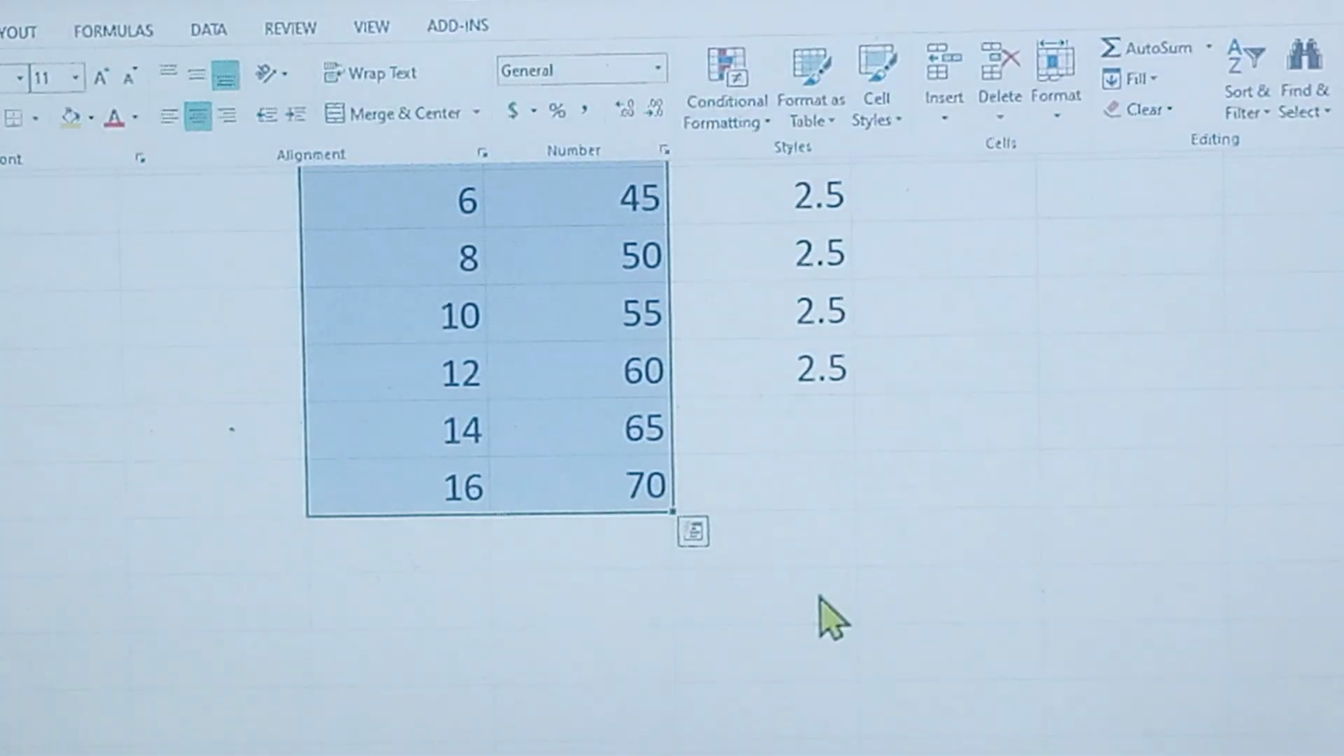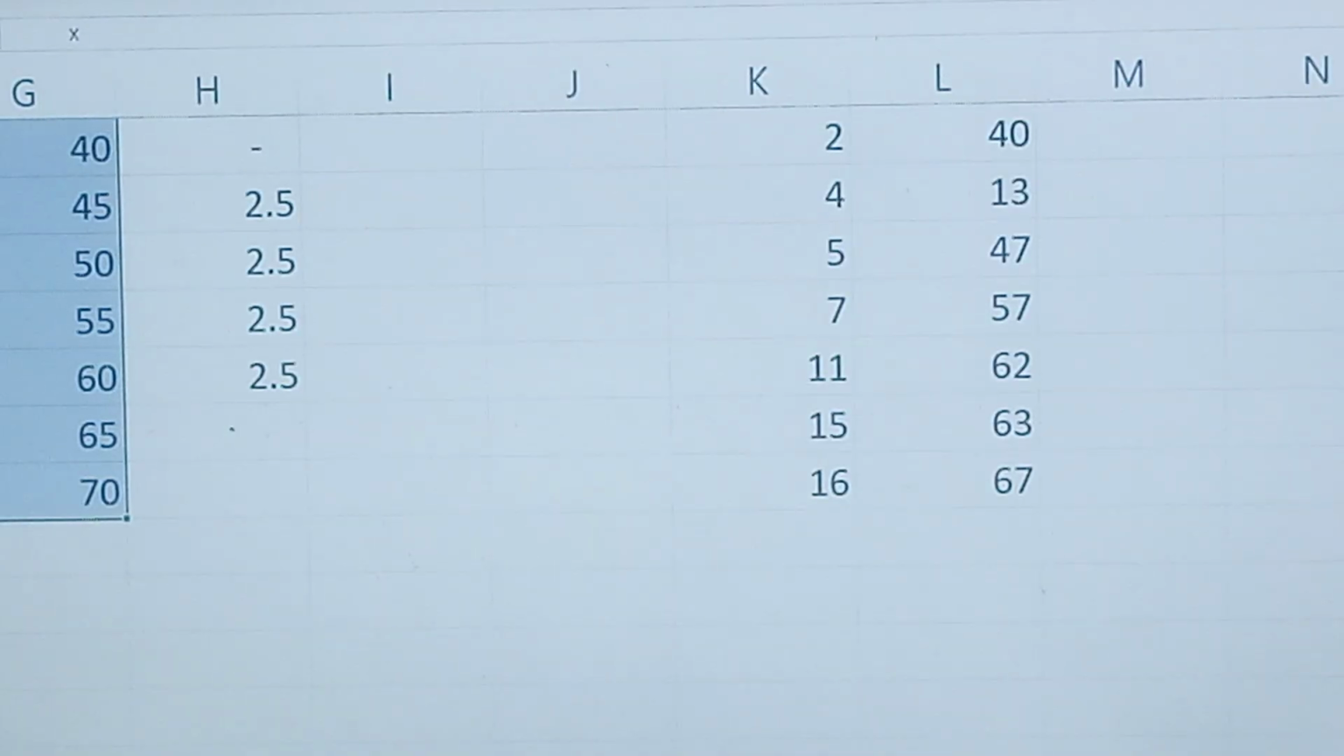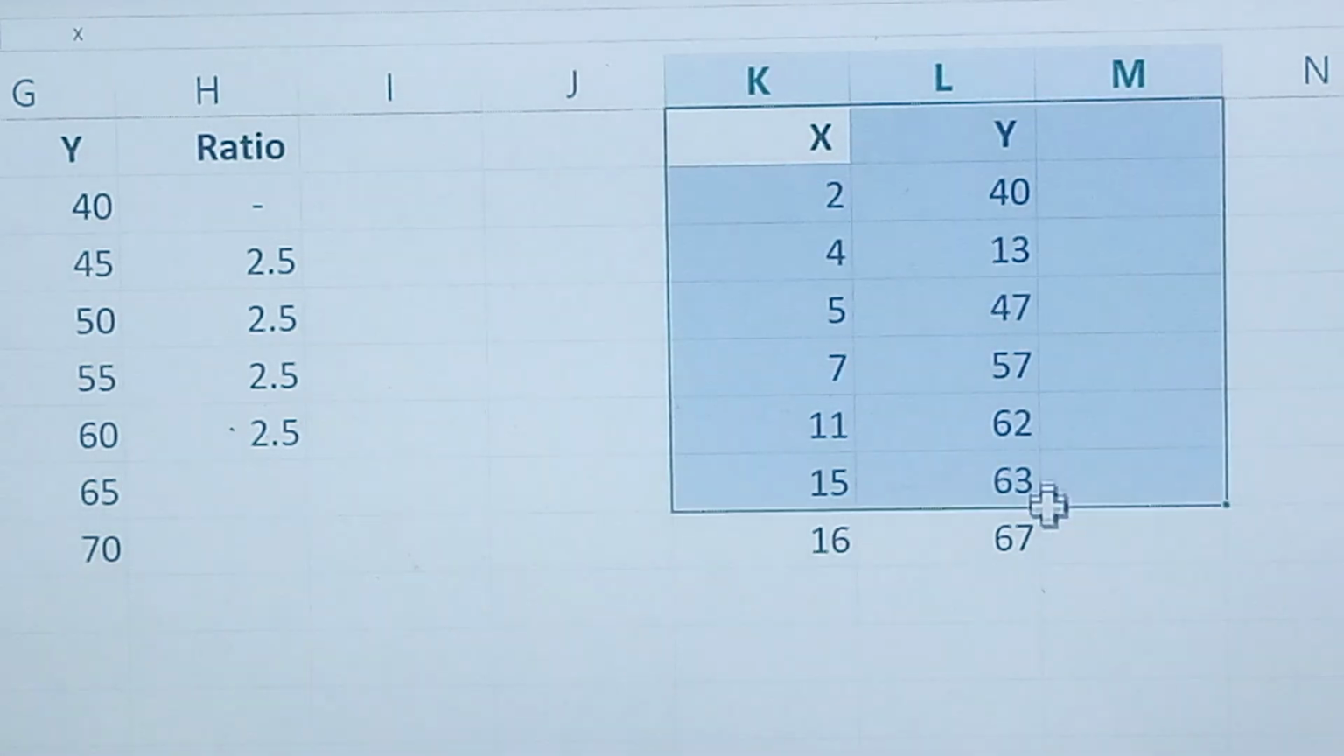Okay, now compare this to this other variable here. Okay, yeah. Here you can see that the ratio of change in y to the ratio of change in x is not constant. 13 minus 40 divided by 4 minus 2 cannot give you the same ratio as 47 minus 13 divided by 5 minus 4. So this one is expected to be a curve rather than a straight line.